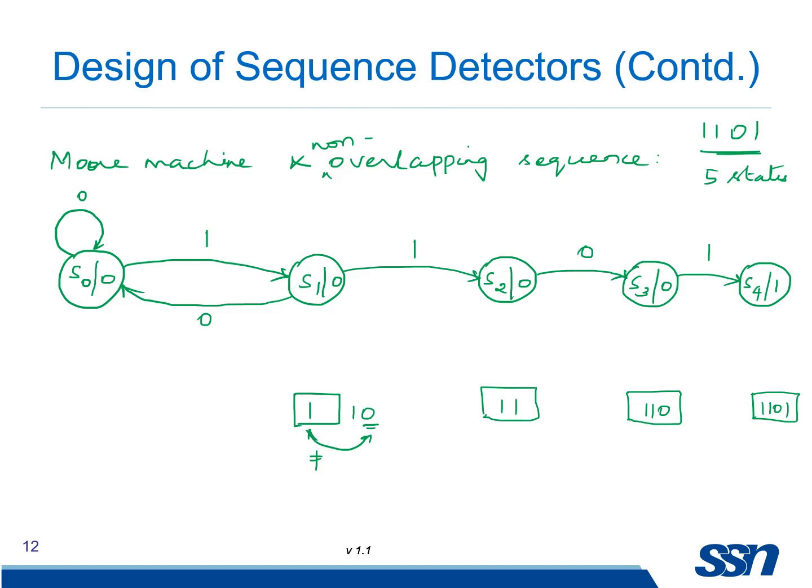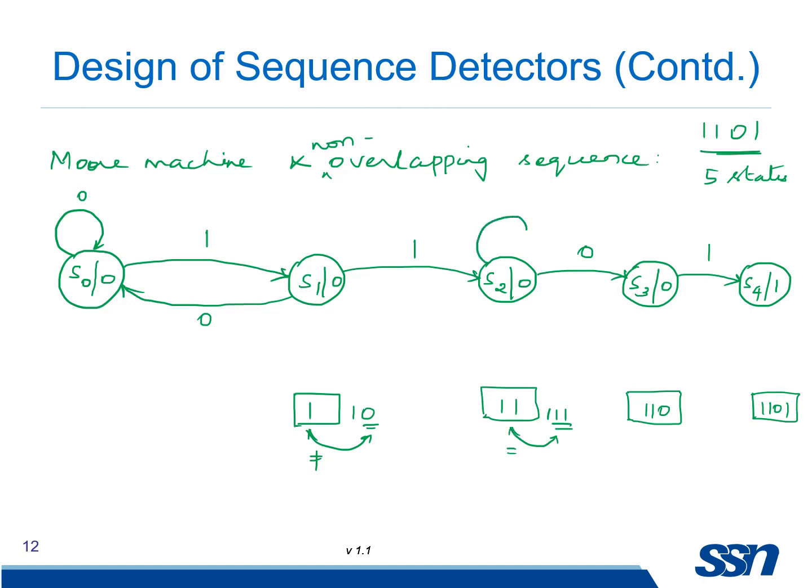Then with the next one. Here after receiving two ones, if I receive a 0, I move to state S3. If I receive two ones, then compare the last two bits with this. Here this is same.